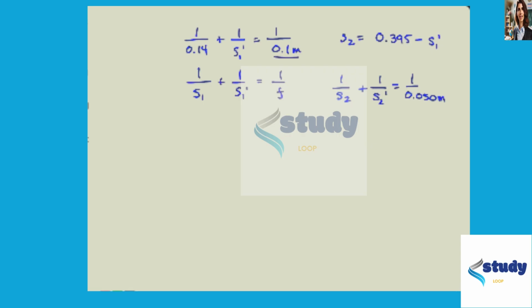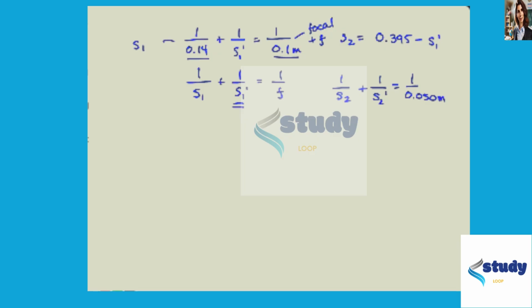So this 0.1 represents the focal length of my lens. Because it's positive, it does tell me that this is a convex lens. And this 0.14 represents the distance of the object that's in front of my lens. And then we can use this to solve for S1 prime, which is the distance of the image being produced.